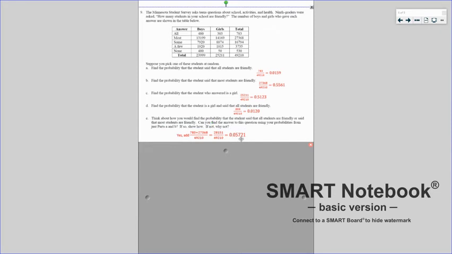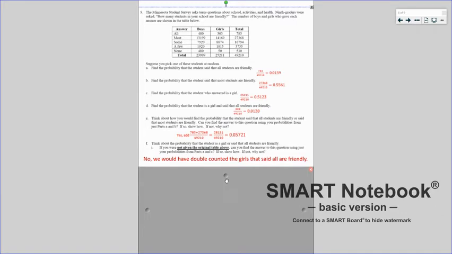Well, I think it's supposed to be 0.5721. All right, part F. Think about the probability that a student is a girl or said that all students are friendly. If you were not given the original table above, so we didn't have the whole table, could you answer the question just using your probabilities in parts A and C? So the reason why they're saying that is because A is all are friendly and C is the person that answered is a girl.